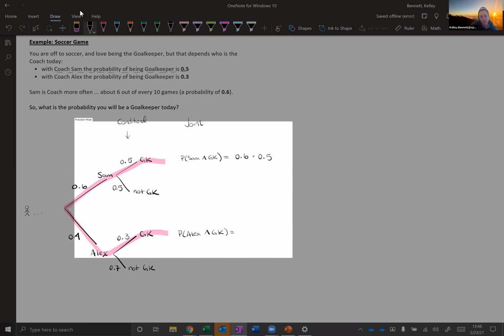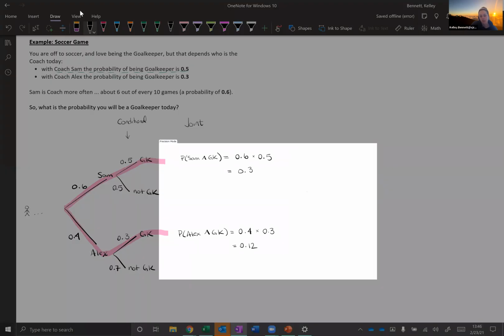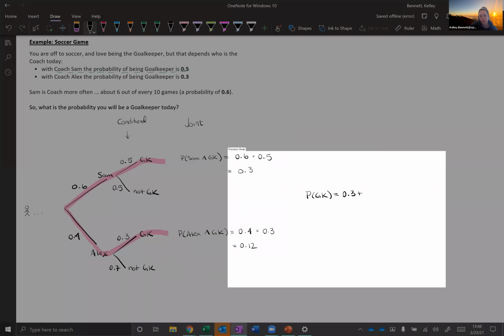And similarly here, I'll have the probability of Alex being coach and becoming goalkeeper. The probability of Alex being coach is 0.4. And the conditional probability of being goalkeeper once Alex is coach is 0.3. So I want to multiply these together. This will give me 0.3, and this will give me 0.12. And therefore, the probability of being goalkeeper is equal to 0.3 plus 0.12. So you just add them up.